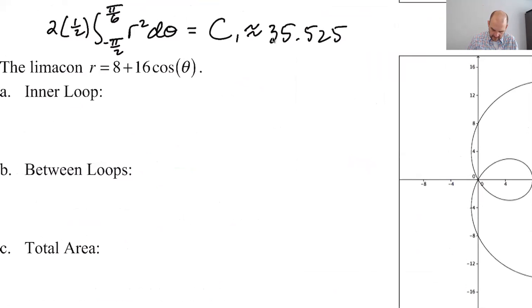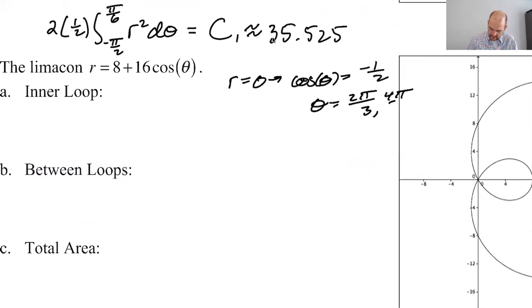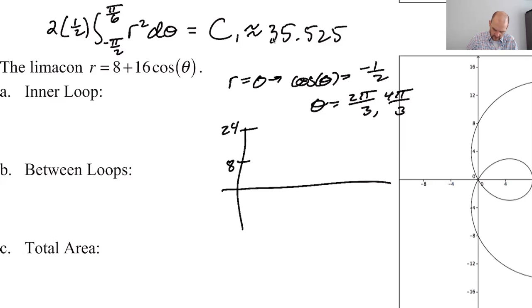To find the inner loop, I'm going to set r equal to 0 and get cosine is -1/2, which means that theta is 2 pi over 3 or 4 pi over 3. And then I'm going to graph the rectangular just to get a sense of what's happening. So here's 8. I can go up to 24. I can go down to -8. It's cosine and it's positive, so it's going to be like this. Oh, I didn't finish. There, to there, to there, to there.